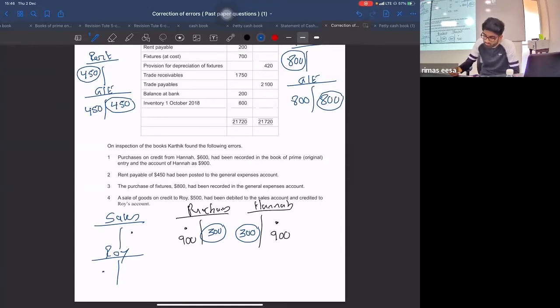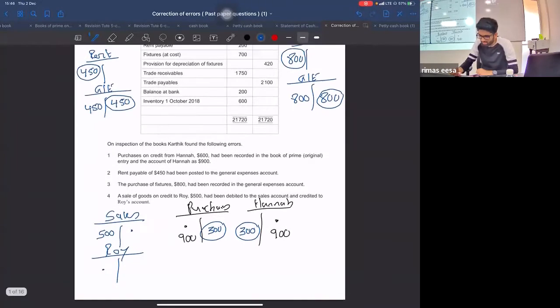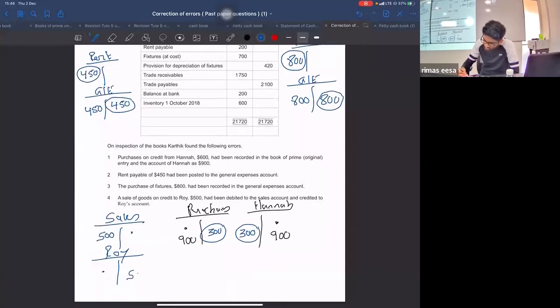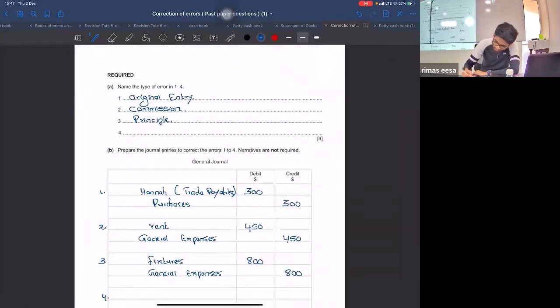What did this fellow go and do? Read and see. Sale of goods on credit to Roy, 500, had been debited to the sales account. This is what they have done. Always enter what they have done. And credited to Roy's account. They have done the opposite. What's the name? Complete reversal. If they go and do the opposite, the name of the error should be complete reversal, right? So let's write for error number 4: complete reversal. Complete reversal, error number 4.